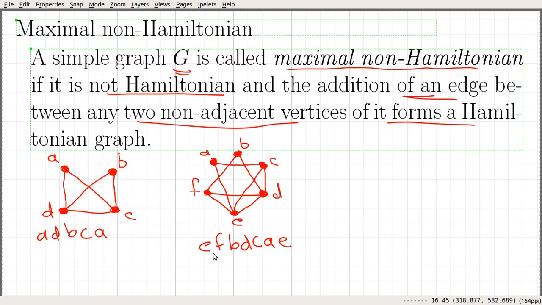Now we can see that if you look into this cycle, every vertex is visited exactly once, right? A, B, C, D, E, F, and we can see that this is a Hamiltonian cycle, and this graph is now Hamiltonian. So such a simple graph is called a maximal non-Hamiltonian graph. If you add one more edge to a maximal non-Hamiltonian graph, you will get a Hamiltonian graph. So these two are examples of maximal non-Hamiltonian graphs.